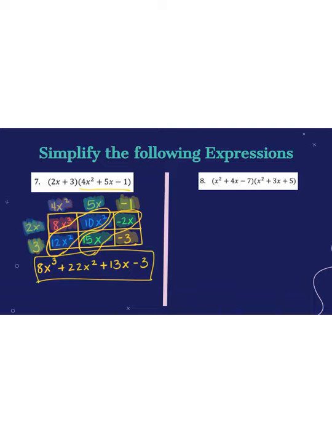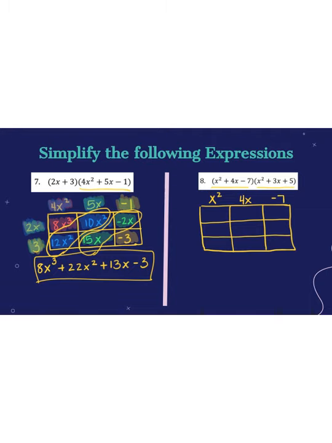Looking at number 8, I see that I have 3 terms right here, and I also have 3 terms right here. So I'm going to need a box that is 3 by 3. So this one's going to have to be a bit bigger than the other ones. So here's my first row, my second row, and then I have my columns. And again, it does not matter what order you put them in as long as they go from the highest power to the lowest power. So I'm going to say x squared. This will just be a 4x, and this is going to be a negative 7. And then my next set of terms, I have x squared. This is a 3x, and that's a positive 5.